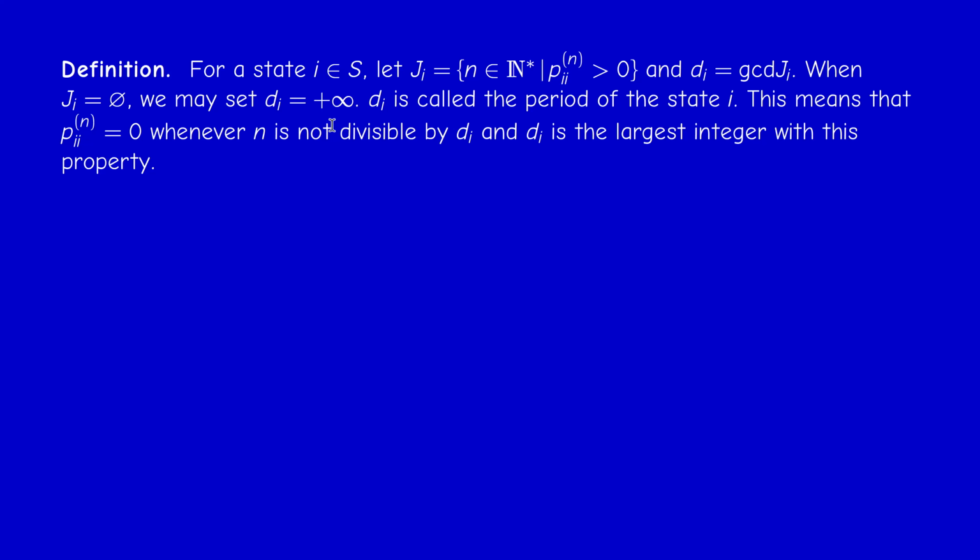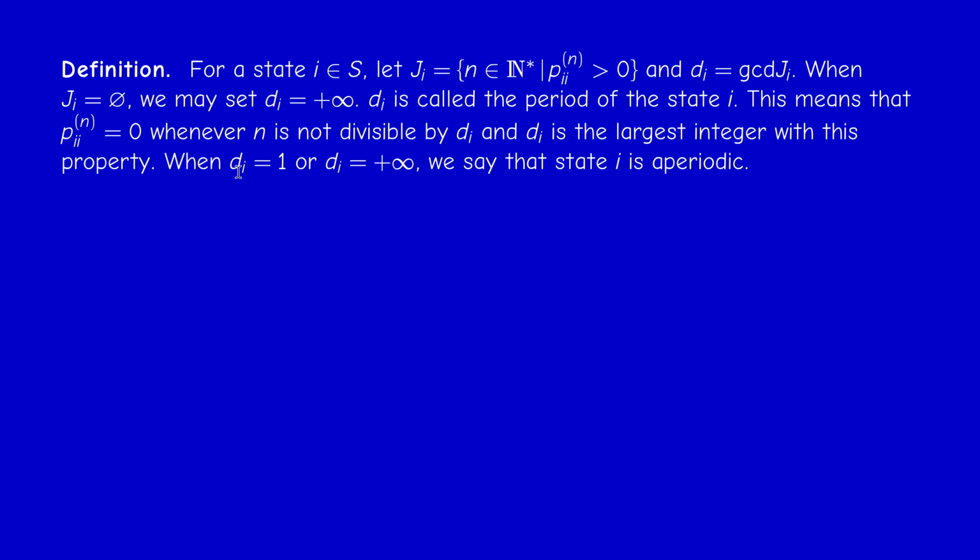So what does it mean? If n is in J_i and d_i is the greatest common divisor of J_i, then necessarily d_i divides n. Therefore, if d_i does not divide n, then n is not in the set J_i. So the probability p_ii^(n) is 0, so there's no cycle of length n. And since it's the greatest common divisor, d_i is the largest integer with this property. Okay. Now I will make things more clear on examples.